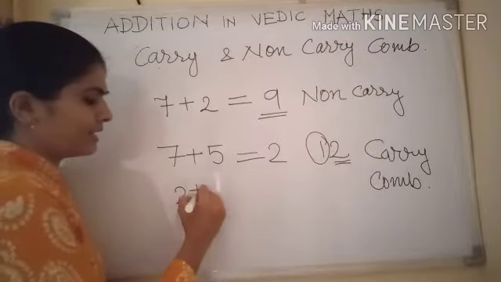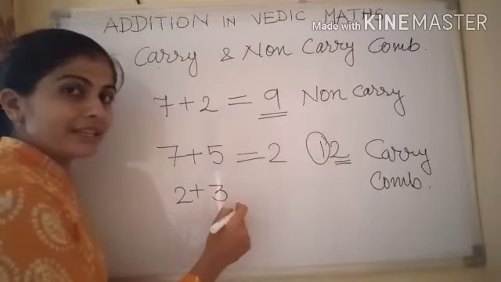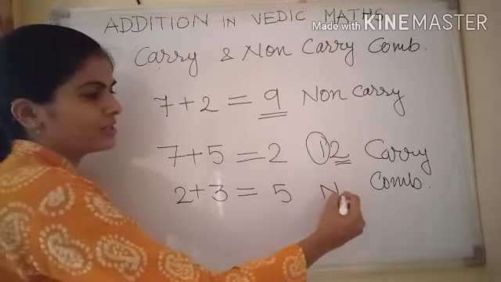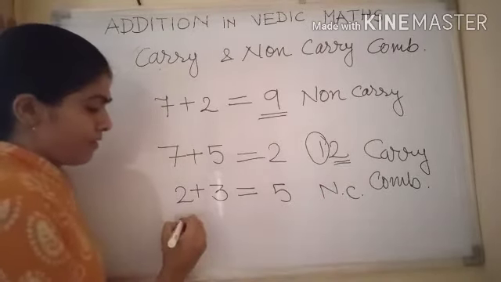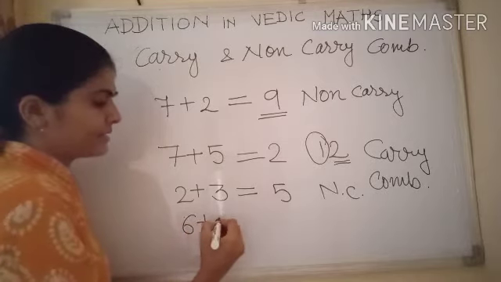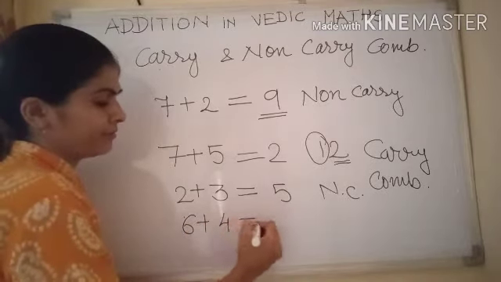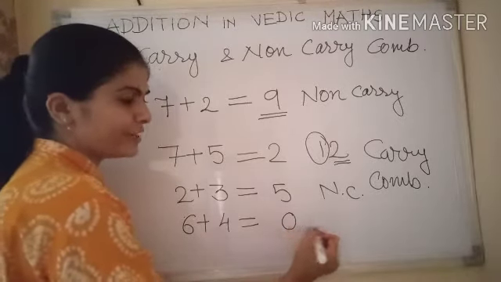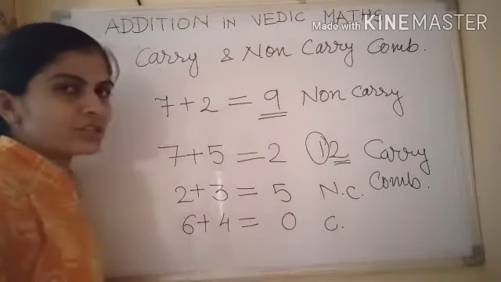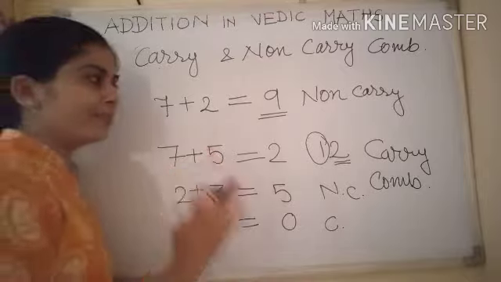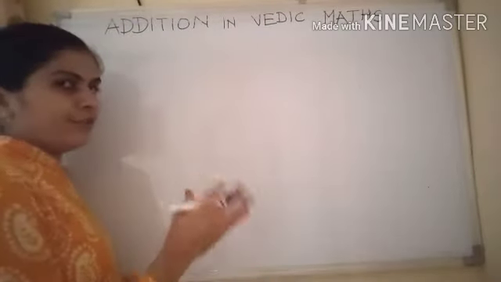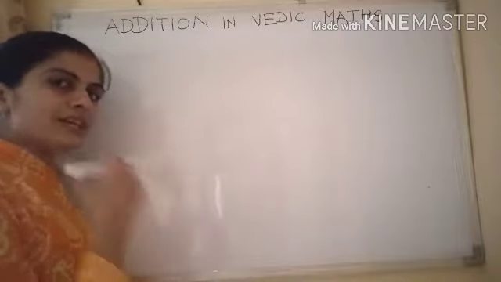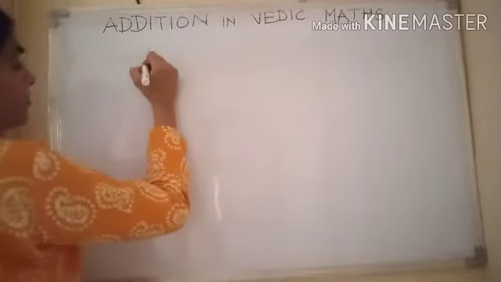Let's see more examples. 2 plus 3 is 5, which is a non-carry combination. 6 plus 4 which is equal to 10, but we will write only 0. This is a carry combination. We need to keep 1 in our mind. First of all, we will discuss 2-digit addition, then we will go to 3-digit addition.